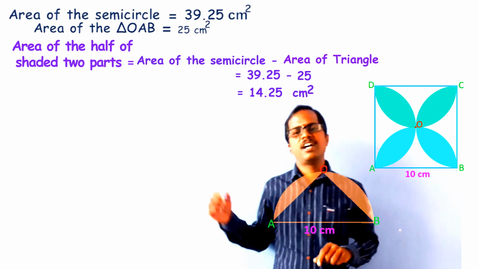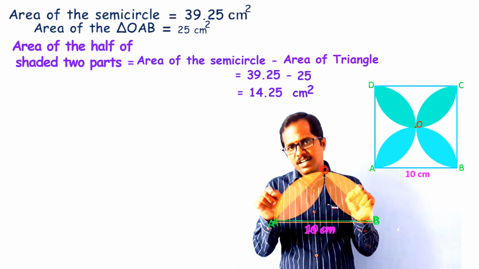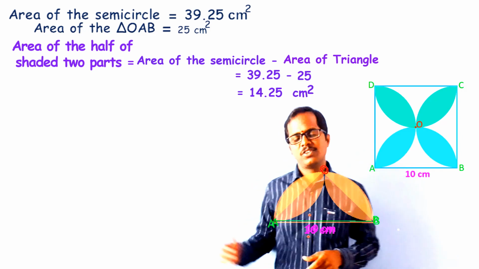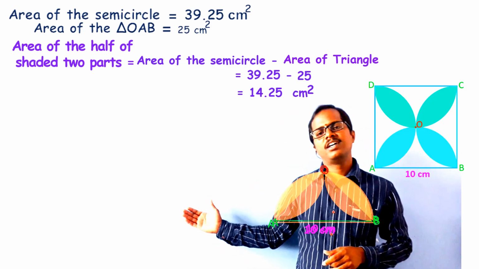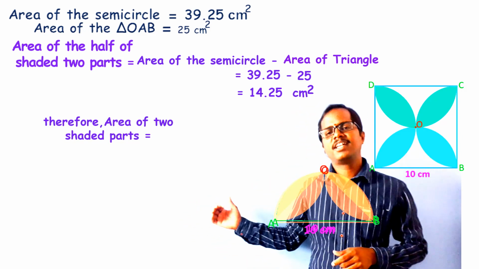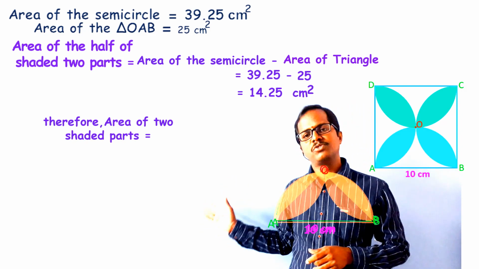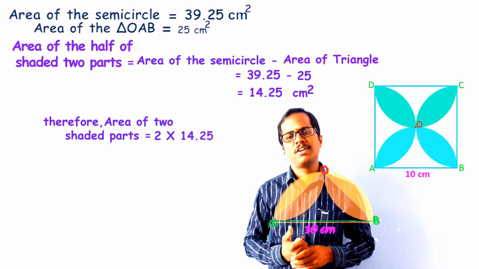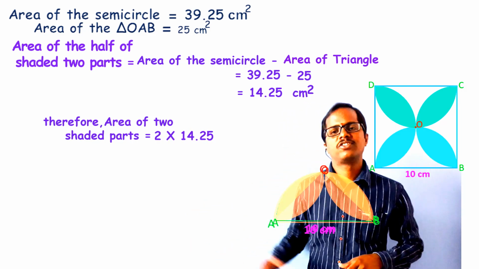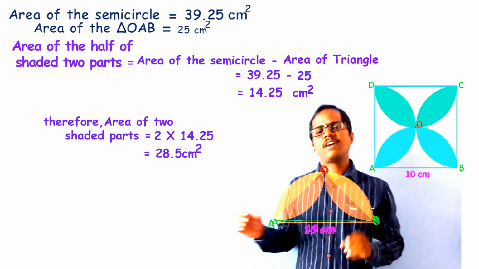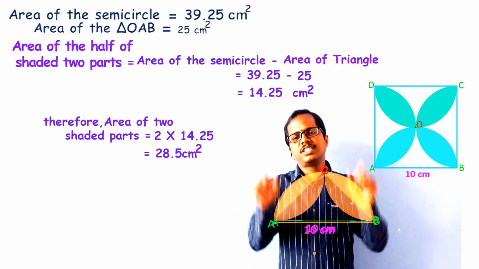By doubling this area, we get the area of the two shaded parts in semicircle AOB. So the area of the shaded parts in semicircle AOB equals, double means we have to multiply with 2, into 14.25. By multiplying it, we get 28.5 centimeters square. So now this is the area of the two shaded parts of this semicircle.